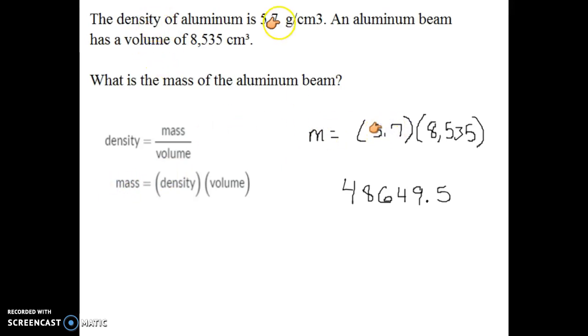They give us the density, 5.7. They give us the volume, 8,535. You multiply those 2 together, and we get a mass of 48,649.5, and that would be grams. And in the quiz, it may tell you just to enter as a decimal. That means you don't need to round it. You'll just put the 0.5.